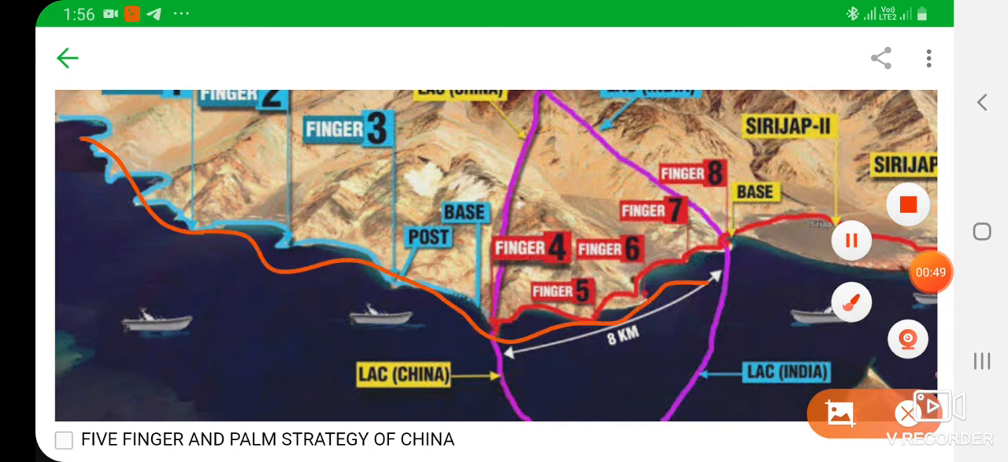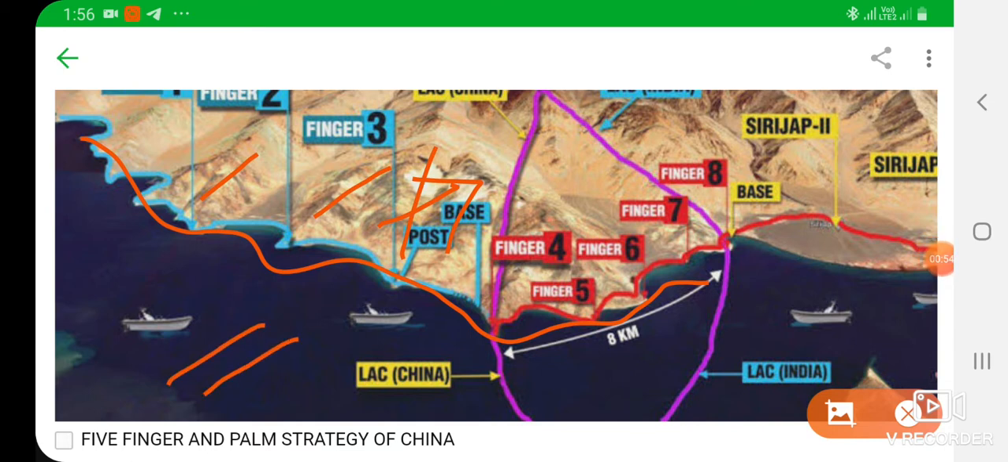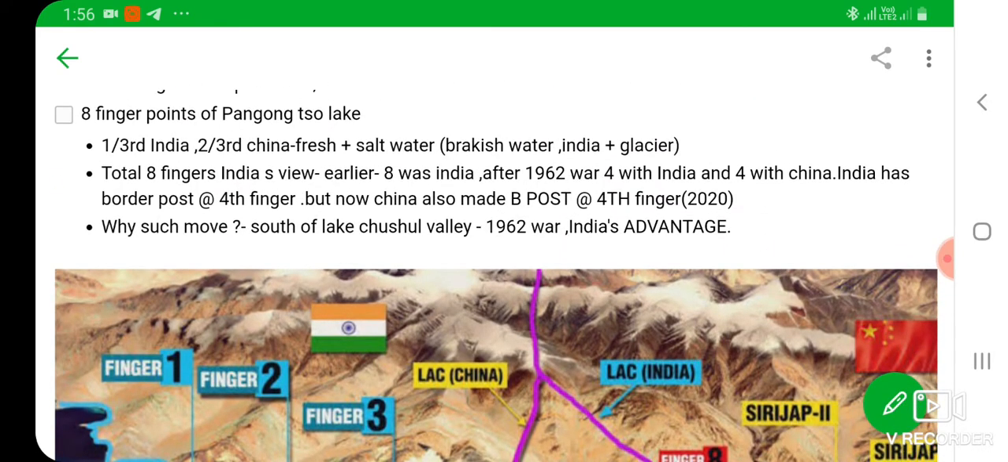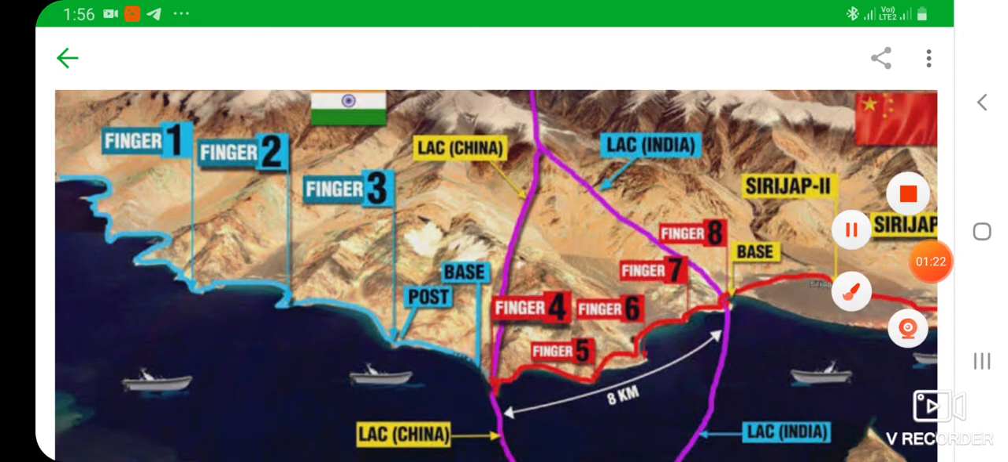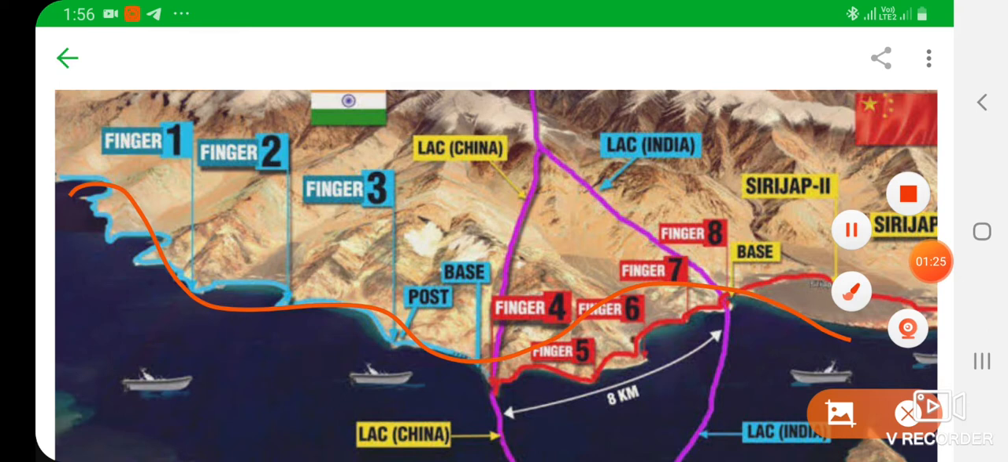Here you can see this is the land area. Here you have so many mountain peaks, and here is the Pangong So Lake, and south of that lies Indian territory. If we are looking at the share of this portion, we can see that 1/3 of it is with India and 2/3 of this lake is with China. Here you can see in the map, this is the big lake, and 1/3 of the total lake is for India.